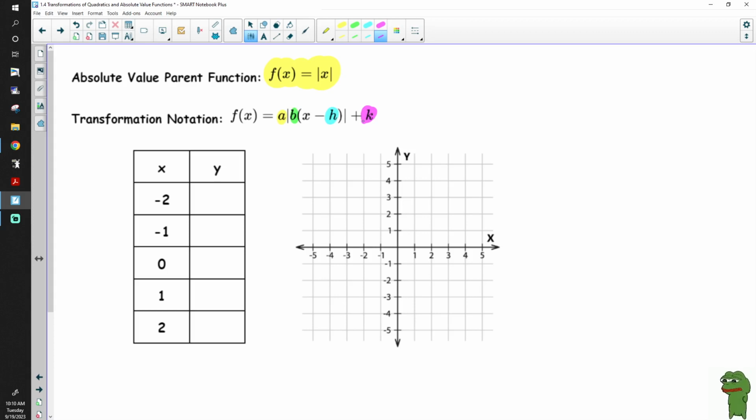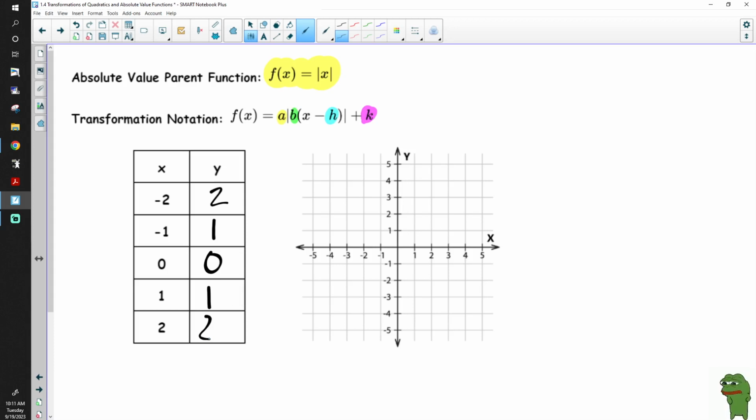So let's graph the parent function of an absolute value. When you plug in negative 2 into the absolute value, what comes out? How far is negative 2 from 0? 2. What happens when you plug in negative 1? What comes out? 1. When you plug in 0? 0. When you plug in 1? 1. When you plug in 2? Boom. Those are 5 points on the absolute value function.